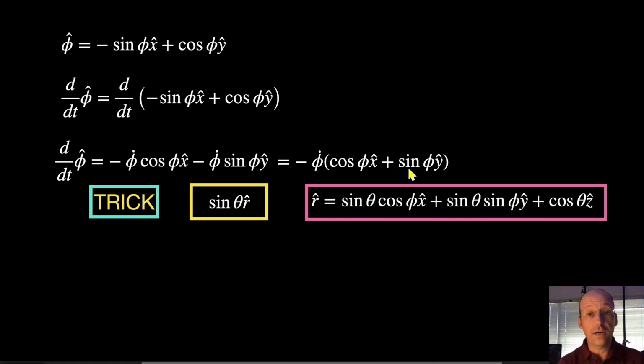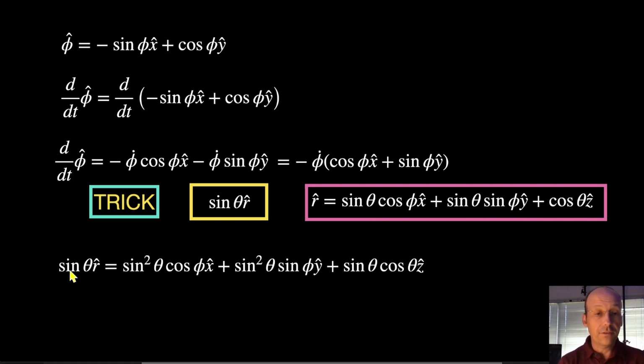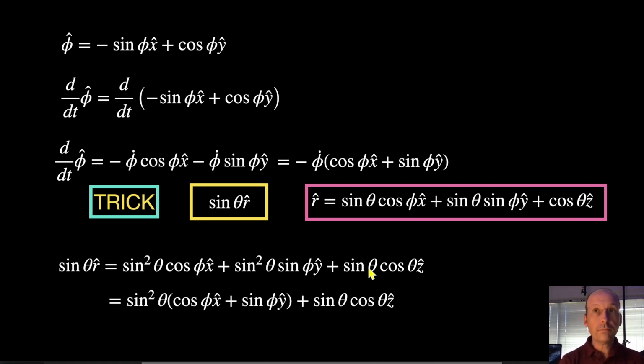Well, r hat is this, right? We know that, r hat. All I have to do is multiply by sine theta, and I get sine theta r hat. I just get sine squared theta cosine phi x hat, sine squared theta sine phi y hat, sine theta cosine theta z hat. I get this right here. That's exact. And then I can factor out of this first x hat, y hat term a sine squared theta. So I have sine squared theta times just cosine phi x hat, sine phi y hat. And then I have this other term.